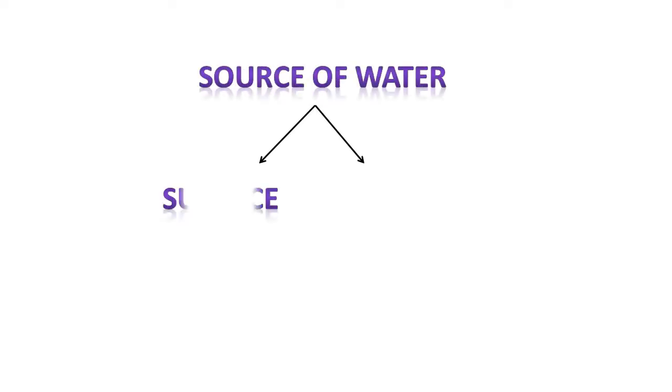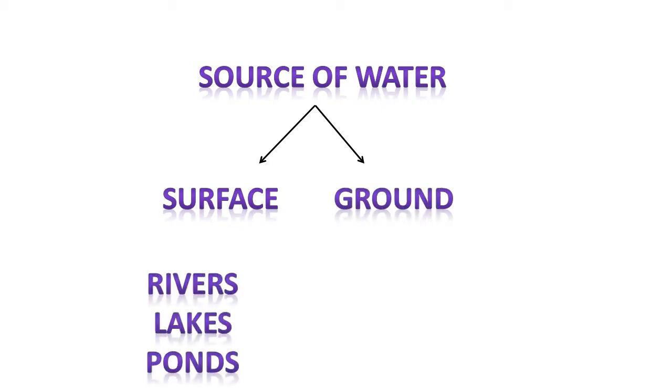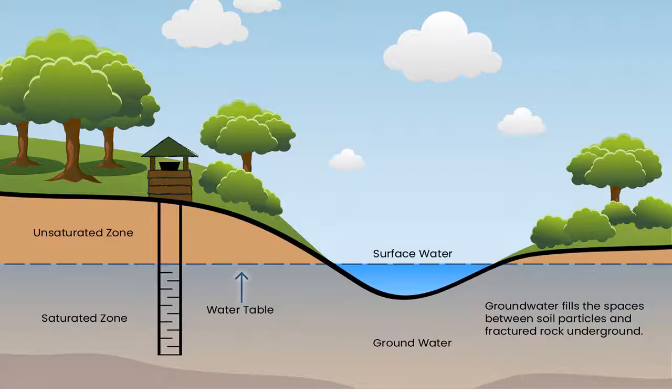The main sources of water are as follows: surface water and groundwater. Surface water is available to us in the form of rivers, lakes, ponds, etc., whereas groundwater is available to us in the form of wells, springs, etc. Water on the land is the result of precipitation or seepage from the underground, which forms streams and rivers flowing on the land and finally joining the sea, known as surface water.